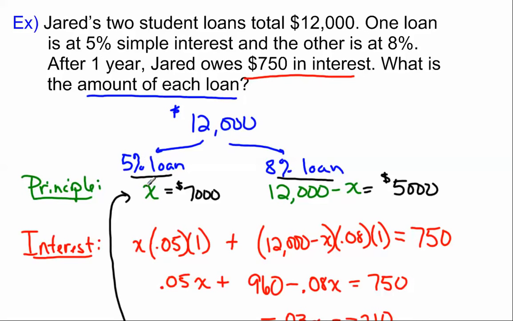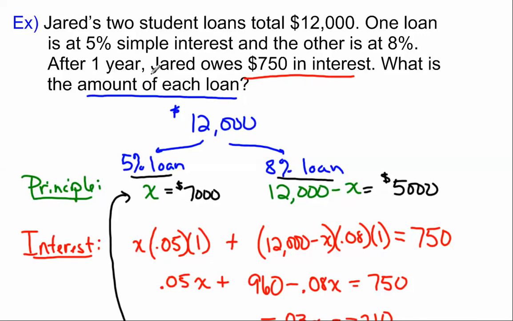Let's call this the 5% account. Let's say the principal here, the amount borrowed, was X. I don't know how much that is, but I'm going to call it X. Then how much is in the 8% account? If I started with 12,000 and I used X, I would take 12,000 minus the X, and that will tell me how much is left over for the 8% account. So we're going to use 12,000 minus X to represent the principal in this second 8% account.